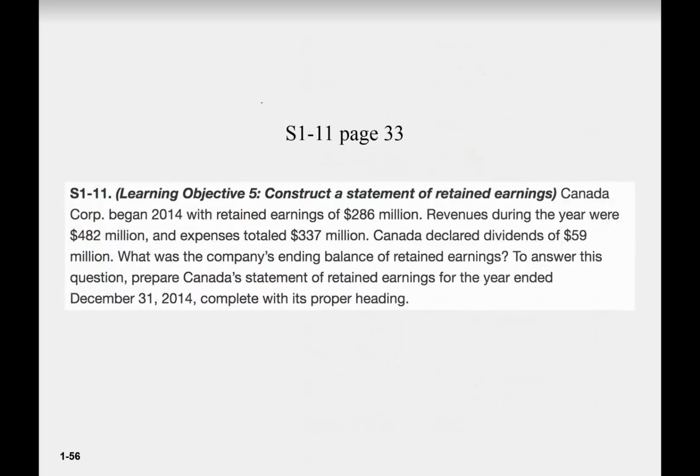Take this opportunity to pause the video at this point and try to complete this exercise, and you will see the correct answers in your practice problem activity in My Accounting Lab.